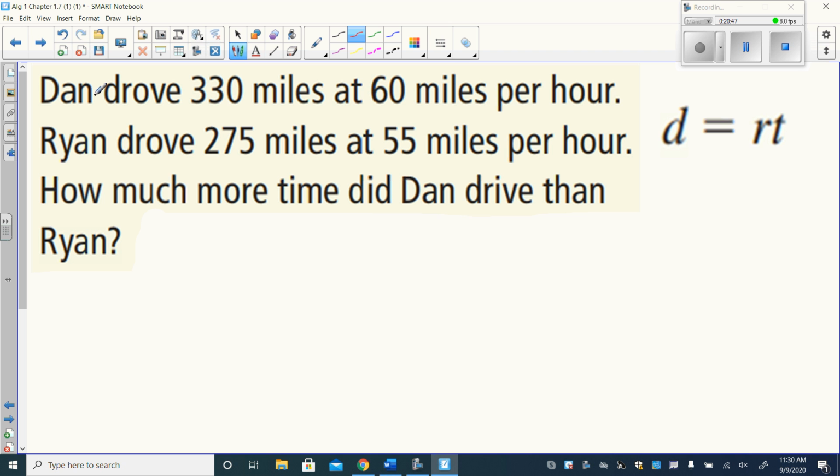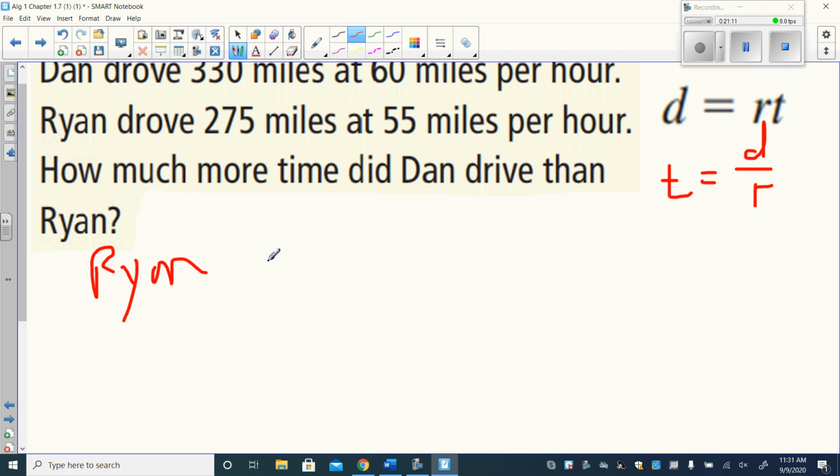This one is a little bit different. Dan drove 330 miles at 60 miles per hour. Ryan drove 275 miles at 55 miles per hour. How much more time did Dan drive than Ryan? Earlier in this lesson, we saw that time is equal to distance divided by rate. So if I want to know Ryan's time, let's do Ryan first. Ryan's distance was 275, and his rate was 55 miles per hour. In a calculator, I can calculate 275 divided by 55, and I get 5 hours.